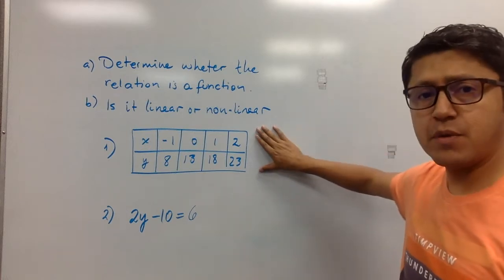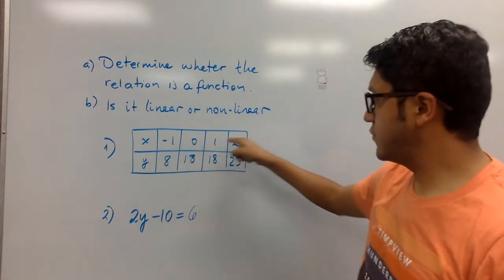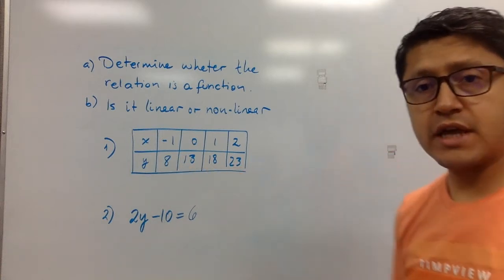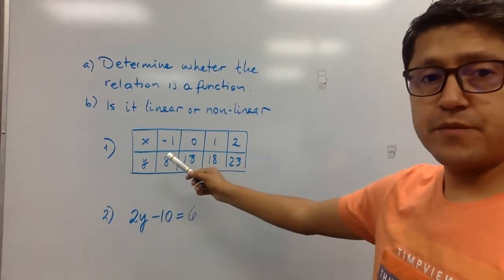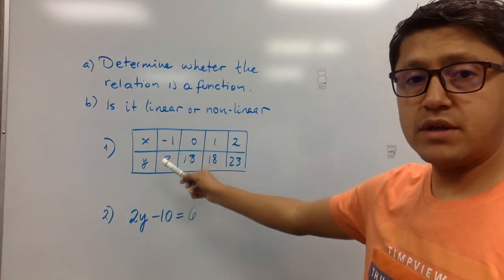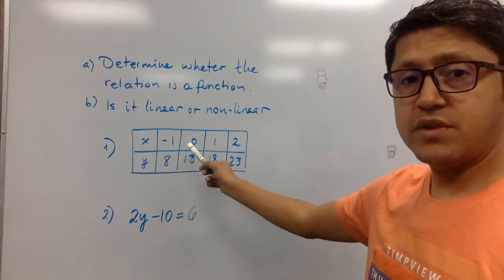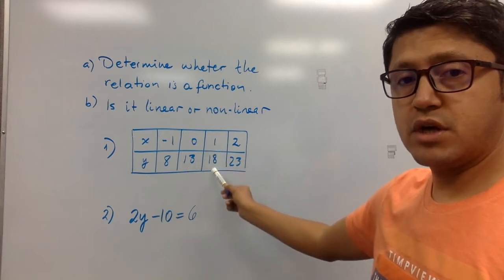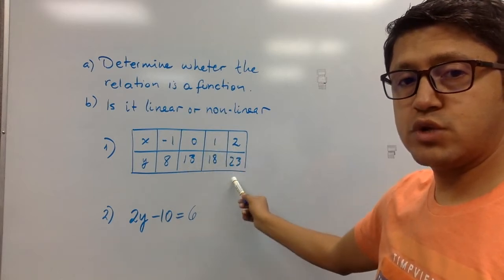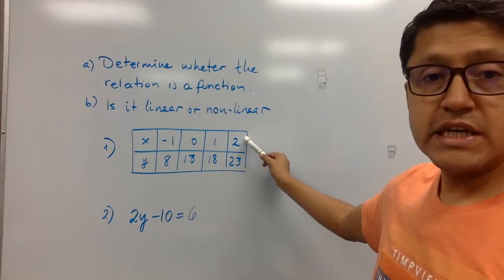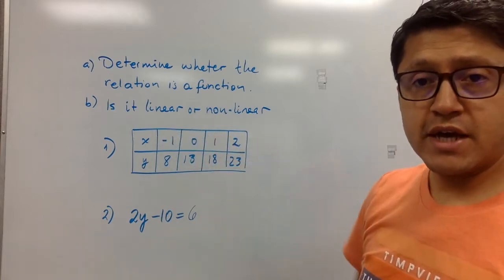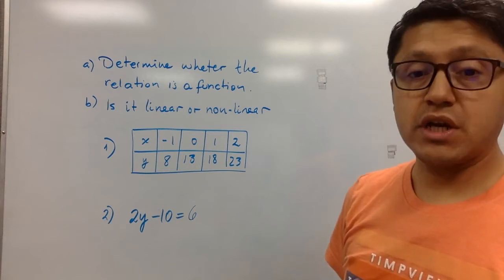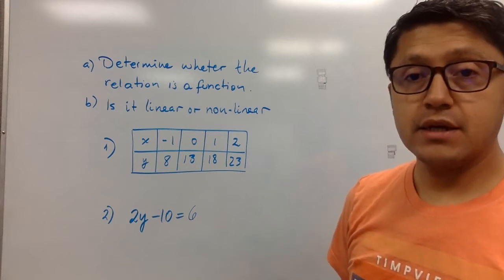Here you have this table. You have the input values here with the corresponding output values. And as you can notice, when the input is -1, the output is 8. When the input is 0, the output is 13. When the input is 1, the output is 18, and 2, 23. As you can see, each of the inputs has just one output. It means that we're talking about a function, right?